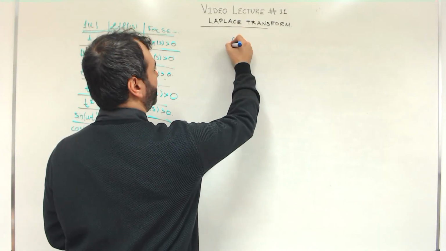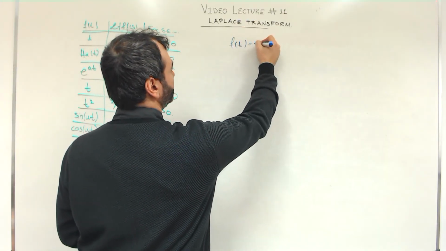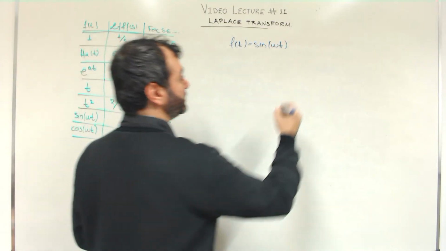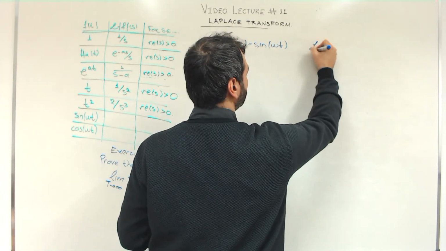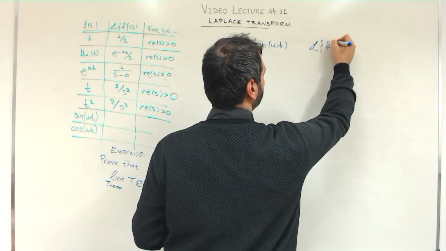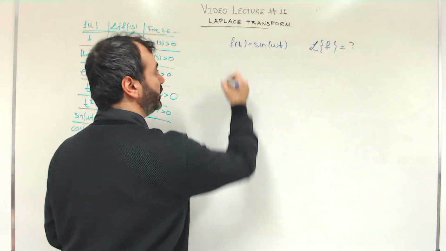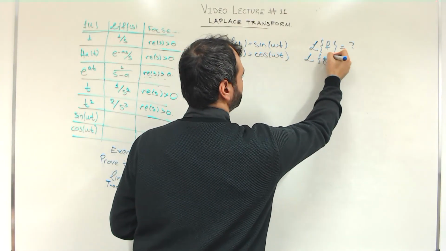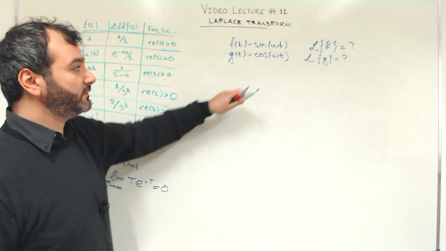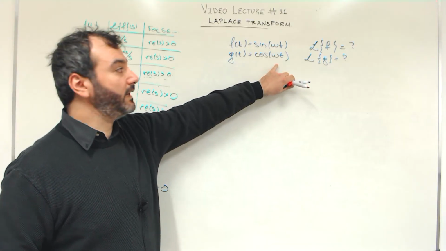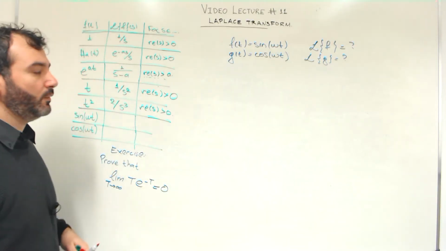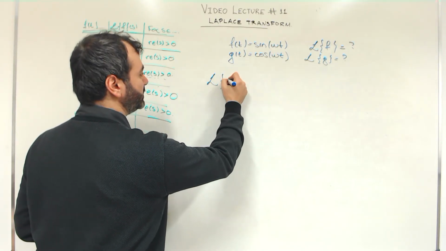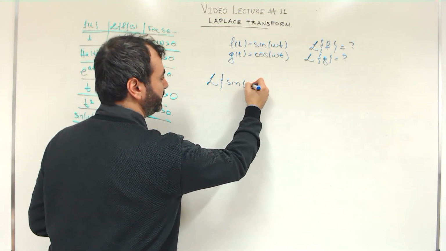We have that f of t is equal to sine omega t. So we want the Laplace transform of this function. What is the Laplace transform of this function f? And we also have g of t. What is the Laplace transform of cosine of omega times t? One possible way, of course, to go about it is to start with the first one, take the sine.